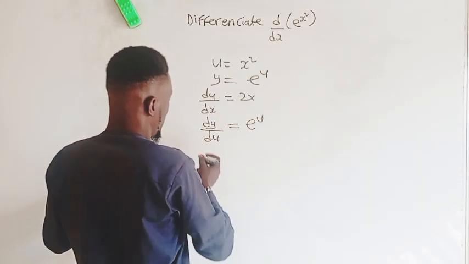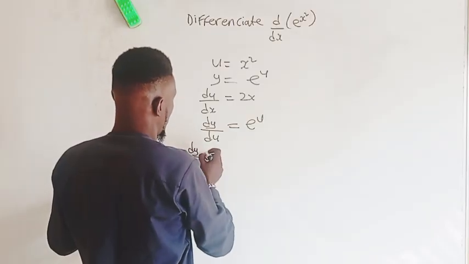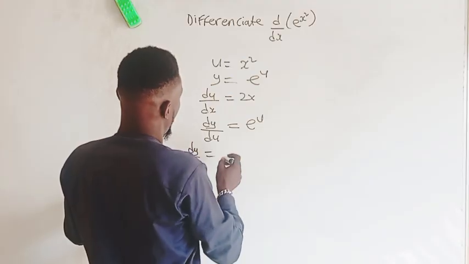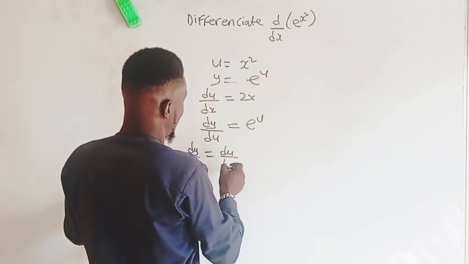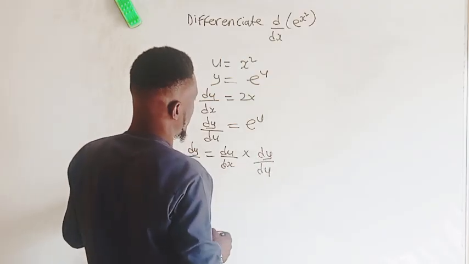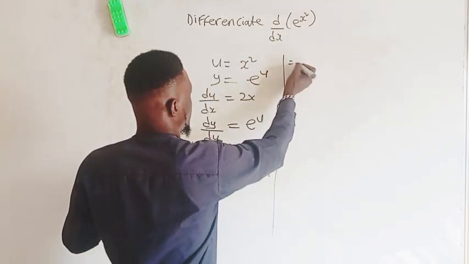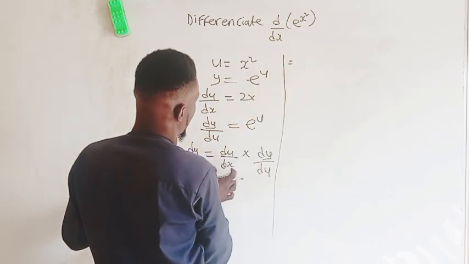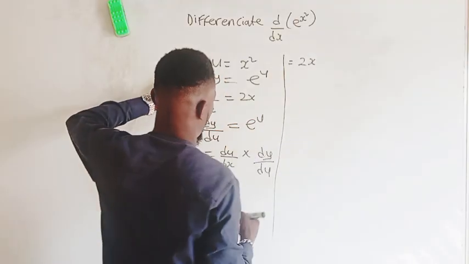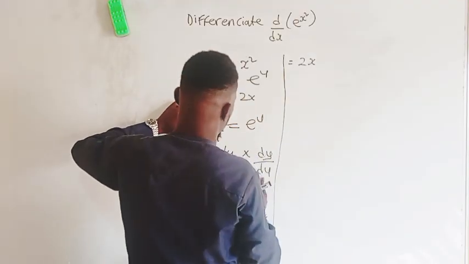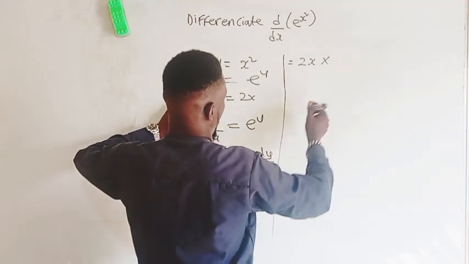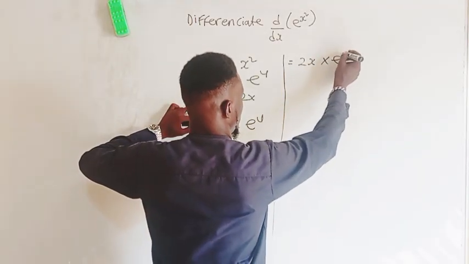Obviously, since we are using the chain rule, it's known that dy/dx is du/dx times dy/du. So it's equal to our du/dx, which is 2x, times our dy/du, which is e raised to the power u.